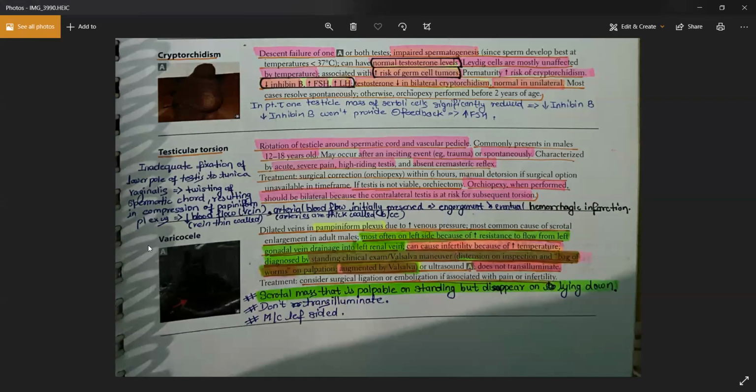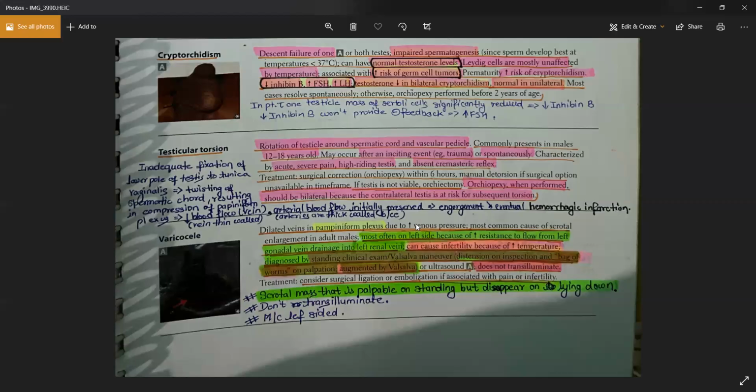That will cause an increase in the pressure in my pampiniform plexus, causing that dilation of the veins, causing the varicocele. So most often it will be on the left side because of the increase in the resistance of the flow to the left testis, to the drainage of the blood on the left side. Most often it will be left-sided because there will be a 90-degree angle between the renal vein and the gonadal vein. Remember?